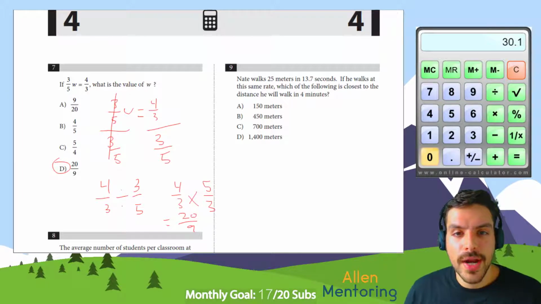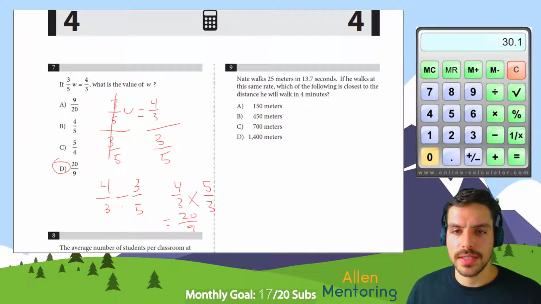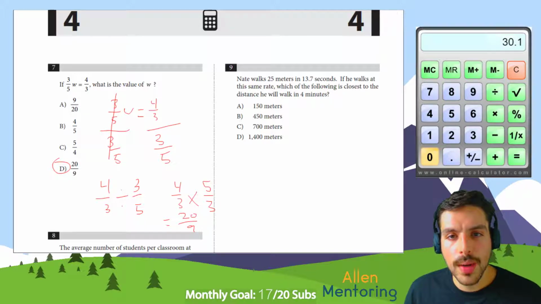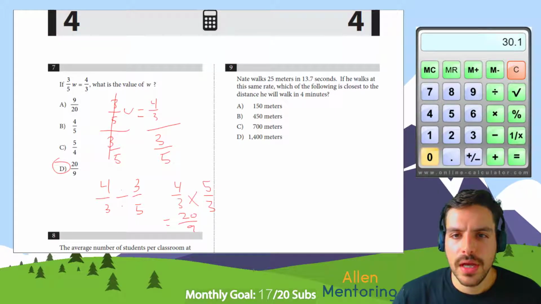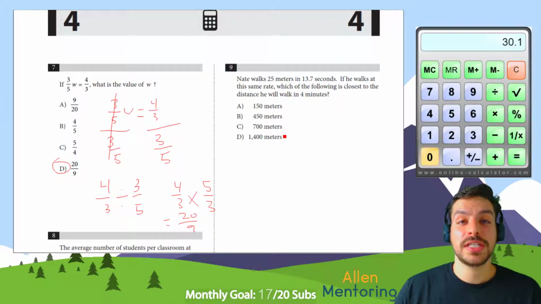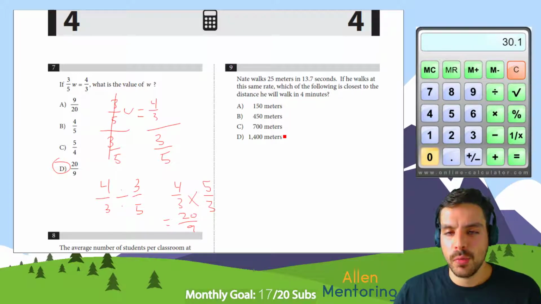Okay. Number 9. Nate walks 25 meters in 13.7 seconds. If he walks at the same rate, which of the following is closest to the distance he will walk in 4 minutes? Ooh, I like this question. We know he walks 25 meters in 13.7 seconds. How do we find how many meters he walks in 1 minute? How can we relate that to 1 minute?